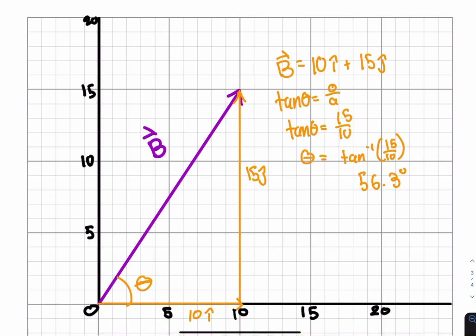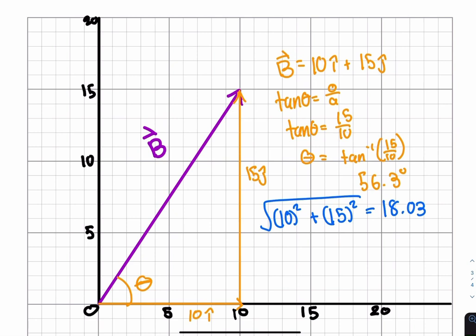Now, I want to put vector b in a different form. To do this, I'm going to need the angle and the magnitude of vector b. And I already have the angle, so let's find the magnitude now. To find the magnitude, we'll take the x component squared plus the y component squared, square root that sum, and that gives us about 18.03 as the magnitude.